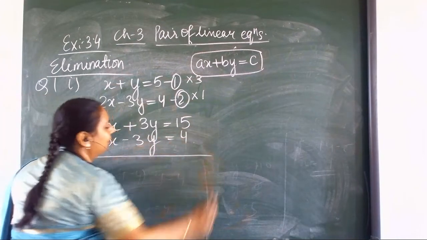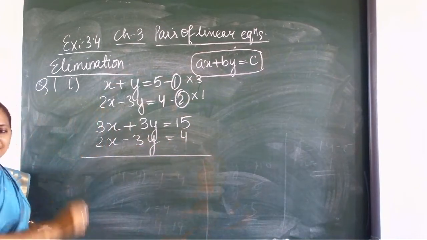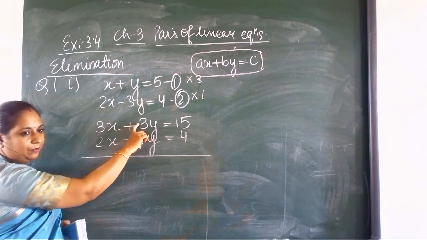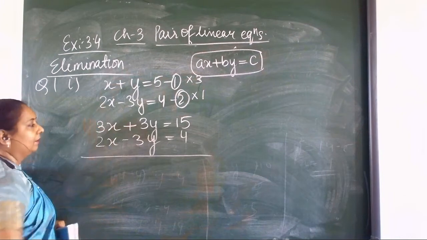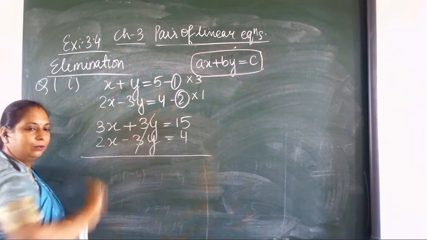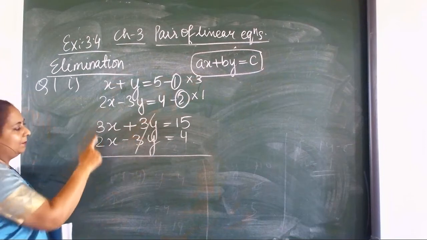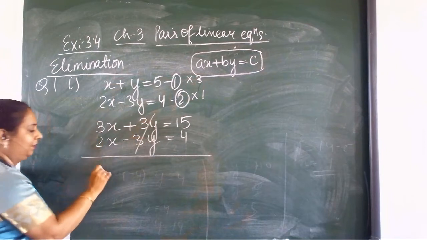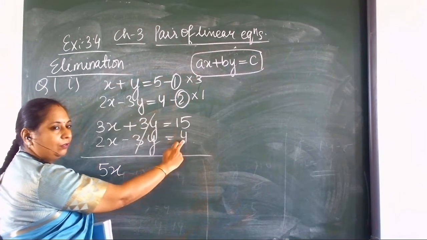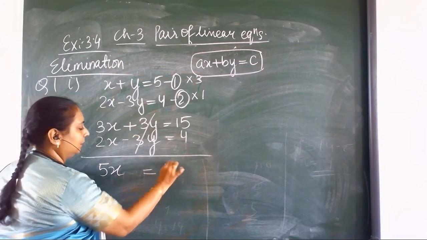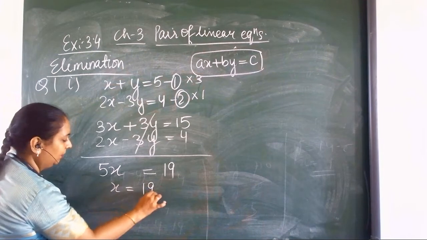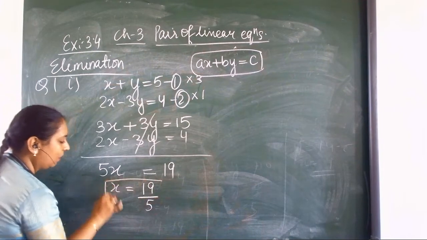Now listen carefully. If opposite signs are there, then we add the equations. So add means 3y minus 3y becomes 0. 3x plus 2x becomes 5x. 15 plus 4 is equal to 19. x is equal to 19 upon 5. This is the value of x.